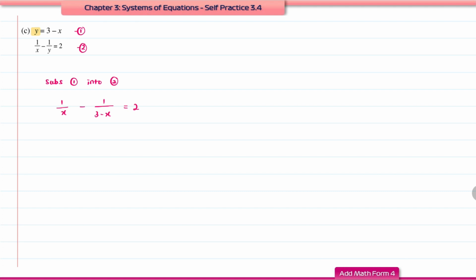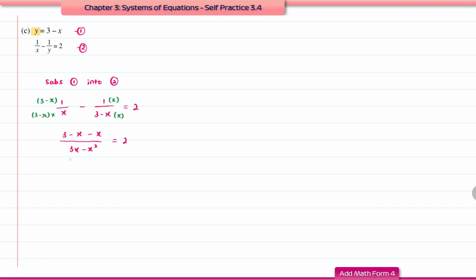Now I'm going to equalize the denominators so that I can combine the fractions together. So the first fraction I'm going to multiply by 3 minus x, and for the other part I'm going to multiply by x. So now you're going to have 3 minus x over, now I can combine these two fractions as they already have the same denominator. This denominator will be 3x minus x squared, right, equal to 2.